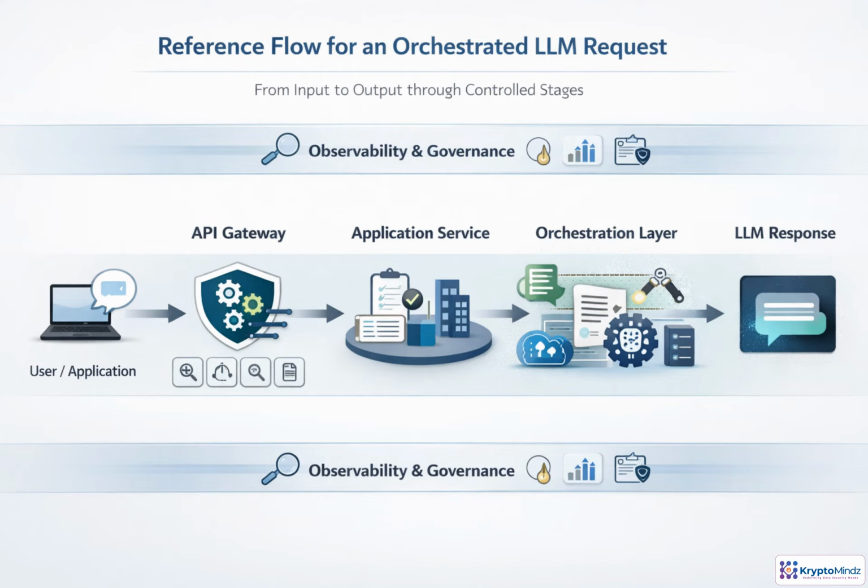A production LLM request is more than a prompt sent to a model. It moves through controlled checkpoints. The API gateway confirms identity, enforces rate limits, routes traffic, and logs the request.